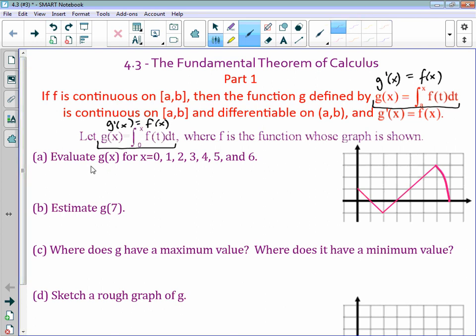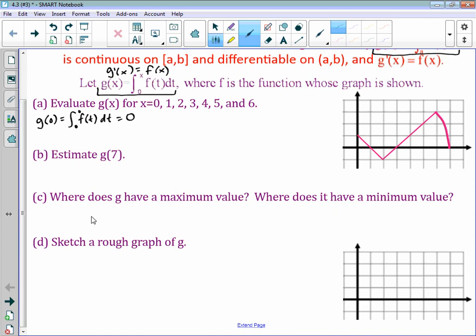Okay, so we're trying to evaluate g of x for 0, 1, 2, 3, 4, 5, and 6. So let's do 0 and 1 and maybe 2 here together. Okay, so if we plug in 0 here, we're plugging 0 in for x. So it would be the integral from 0 to 0 of who cares, because what's that going to equal? 0, right? Because when we're talking integral, we're talking how much area is covered from here to here. So there's no area. That's all right. So g of 0 is 0.